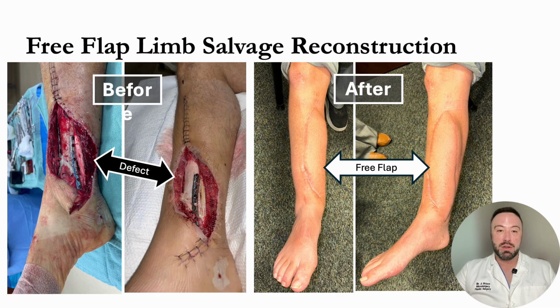Free flaps allow us to achieve sophisticated reconstruction of defects that are large, have tight skin, or limited local tissue available for reconstruction, areas that have previously received radiation therapy, or complex wounds that require multiple types of tissue for reconstruction. In the case presented here, reconstruction with a free flap allowed us to achieve limb salvage in a patient who might otherwise face amputation of his leg.